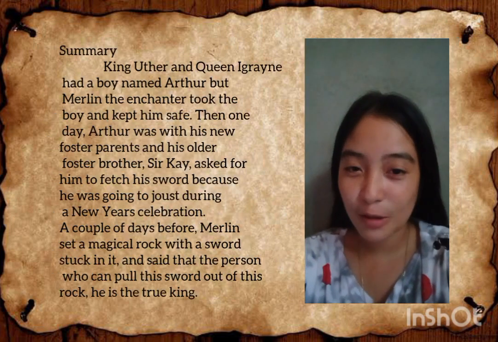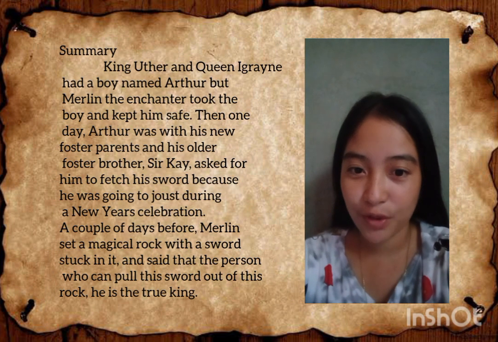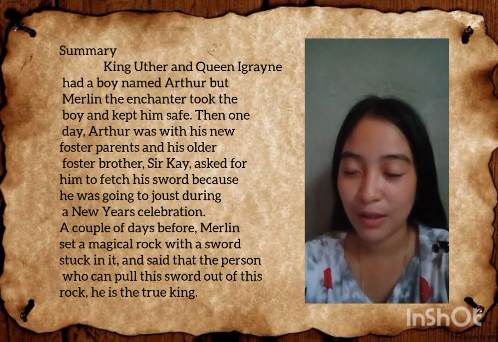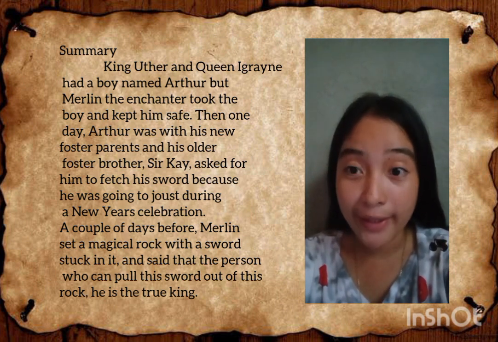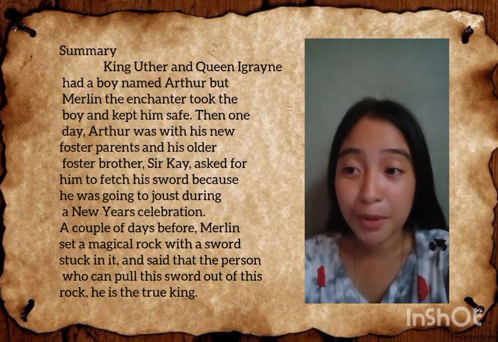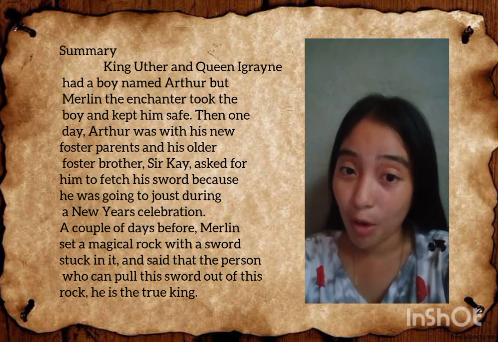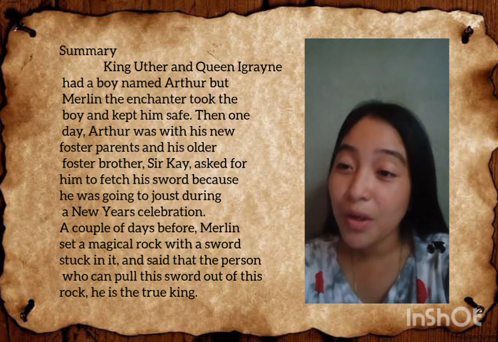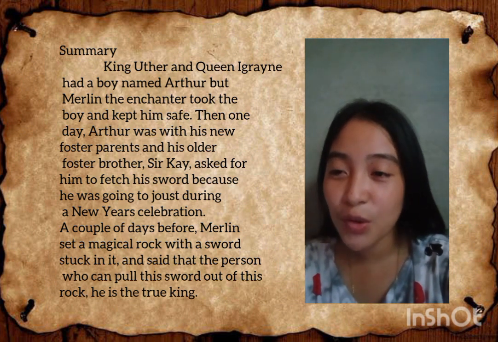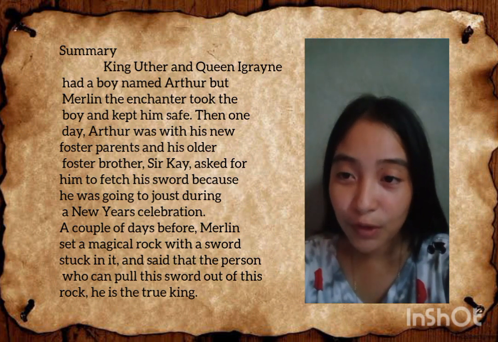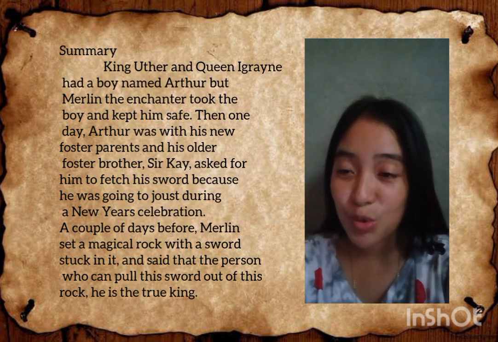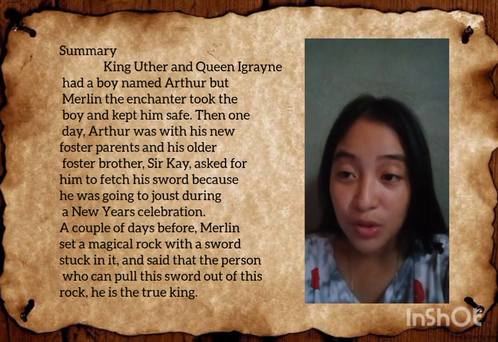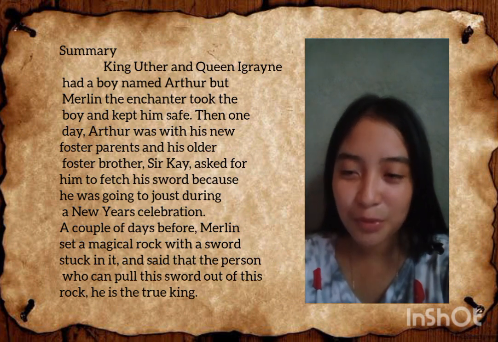So here is the summary of the story King Arthur and his Knights of the Round Table. King Uther and Queen Igraine had a boy named Arthur. But Merlin the enchanter took the boy and kept him safe. Then one day, Arthur was with his new foster parents, and his older foster brother, Sir Kay, asked him to fetch his sword because he was going to joust during a New Year celebration.